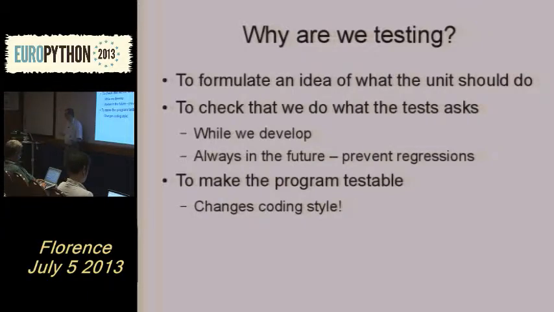Next item is that we're writing tests to make the program testable. Now that sounds like circular reasoning, but it's not. By making the program testable, we're changing our own coding style. So the program becomes different because we are writing tests. And it becomes better because it becomes better structured.